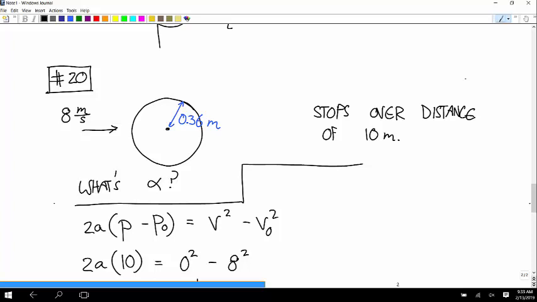Is this thing speeding up or slowing down? Slowing down, so the angular acceleration has to be opposite of the angular velocity. So it has to be a positive z component. So the sign makes sense.